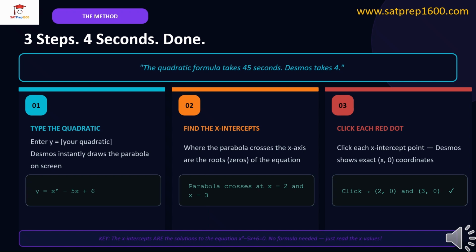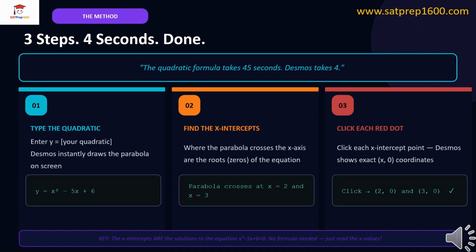Here's the entire method in 3 steps. Memorize this. Step 1. Type the quadratic. Just type y equals, then your expression. Desmos draws the parabola instantly. Step 2. Find the x-intercepts. Wherever the parabola crosses the x-axis, those are your roots. That's the whole secret. The x-intercepts are the solutions.